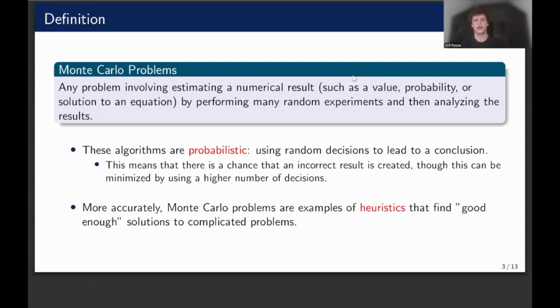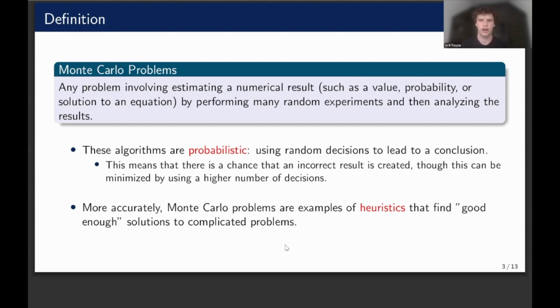These algorithms are probabilistic, meaning the rest of the algorithms we've seen in this course so far are deterministic, meaning they result always in a certain value or values. But probabilistic methods use random decision trees to lead to a conclusion. This means that there's a chance that an incorrect result is created. This can be minimized by the use of a higher number of random decisions.